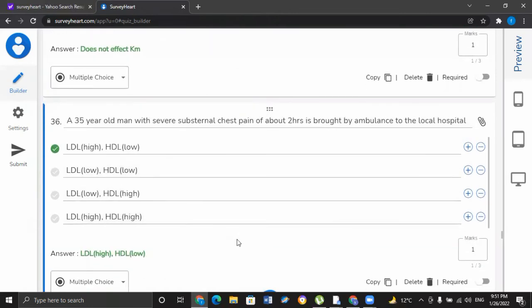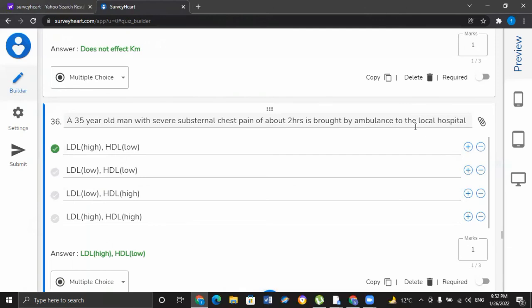And this is a case study in which it is mentioned that there is a patient who is 35 years old, experiencing substernal chest pain for 2 hours, और फिर उसको हॉस्पिटल लेकर जाया जाता है, and his history shows that his father died of myocardial infarction at the age of 40 or 45, और जब ECG की जाती है तो it is consistent with myocardial infarction. So what would be the possibility of reports for this patient?